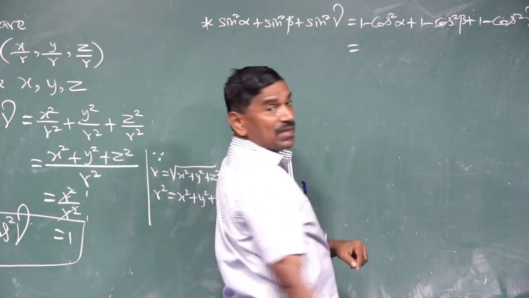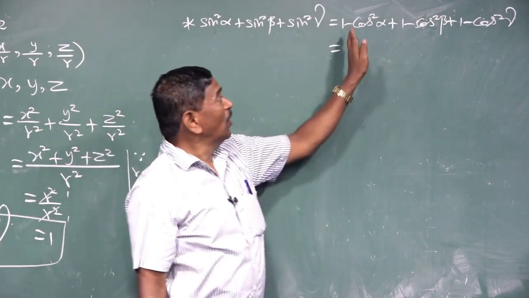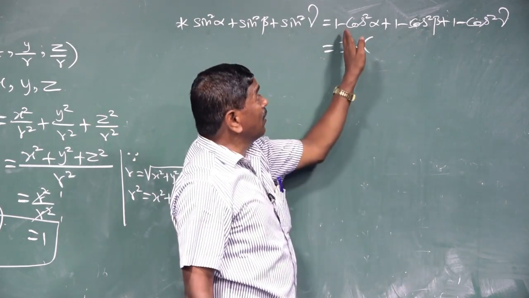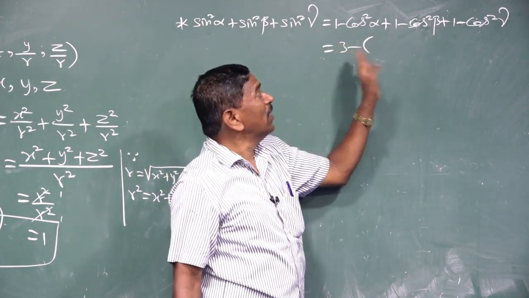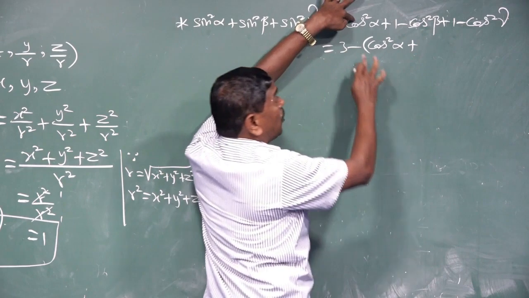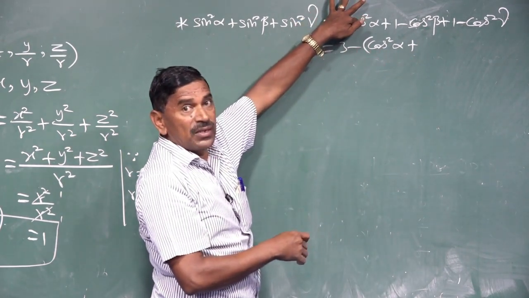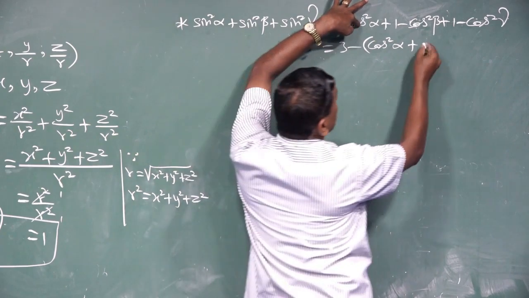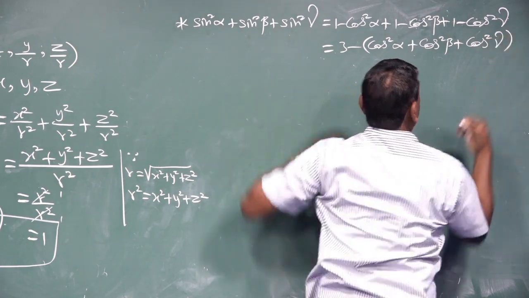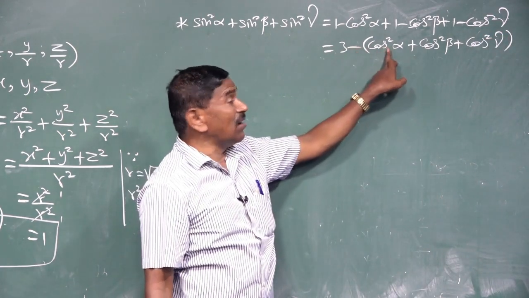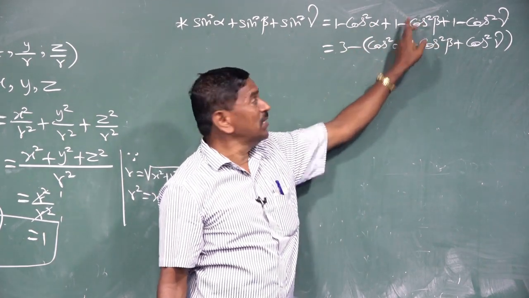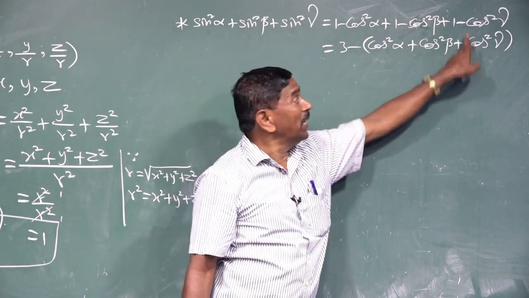Now simplify yourself. Any idea? Good. 1 plus 1 plus 1 equals 3. So 3 minus, where minus is common. What is remaining? Yes, cos square alpha, similarly 2 more times, plus cos square beta plus cos square gamma. Verification please: minus cos square alpha, minus cos square beta, minus cos square gamma.